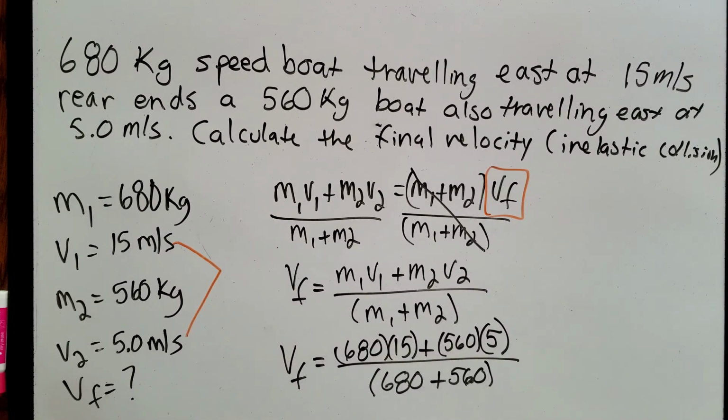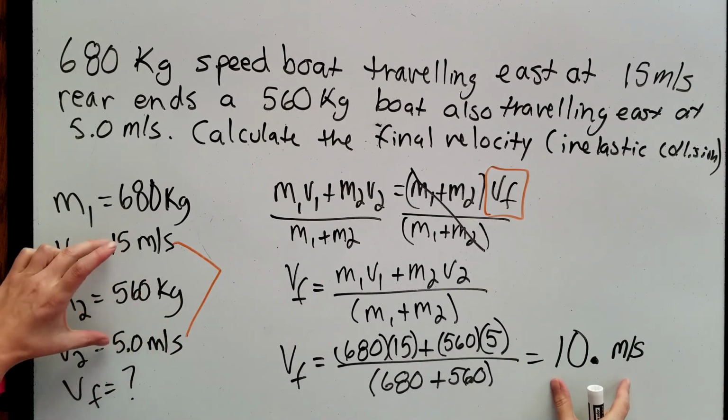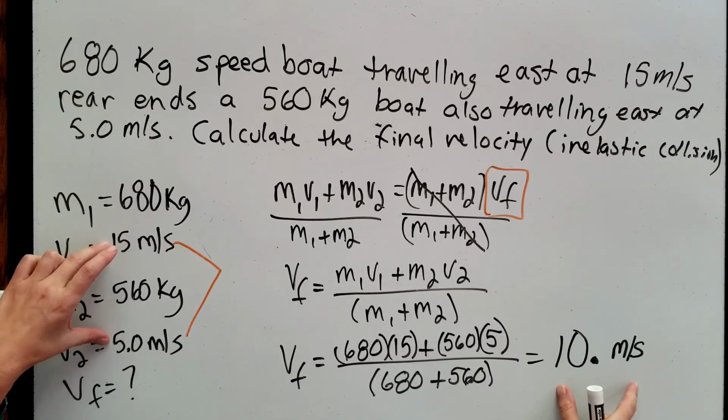How many sig figs am I looking at? 2. So I have 10.4. So it's just going to be 10 with a decimal so that that 0 counts. And it's a velocity, so my units are meters per second. Okay, so now here goes my check. Is it between 15 and 5? Yes, it is. Actually, right in between at 10.